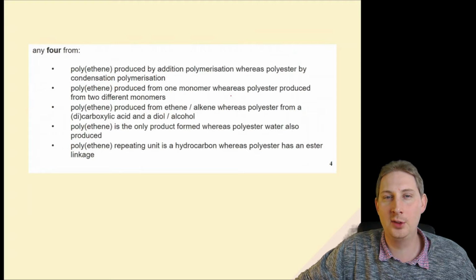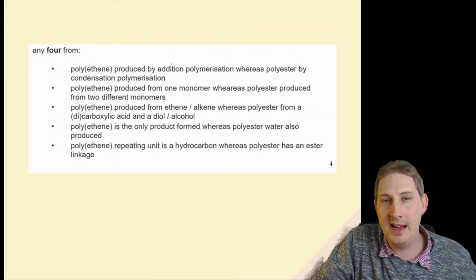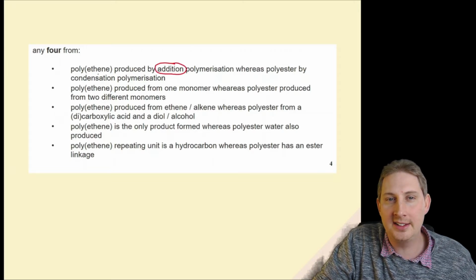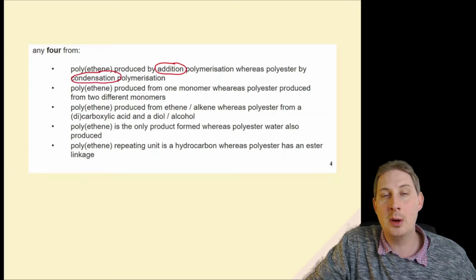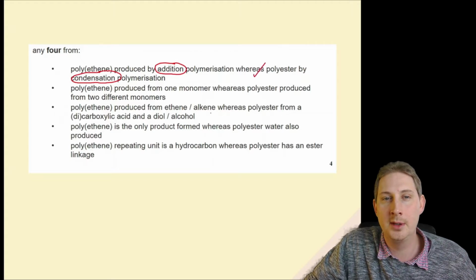So any four of these things. Well, the first thing, and I kind of gave this away, polythene is produced by addition polymerisation, polyester is formed by condensation polymerisation. And actually nowhere in the question did it say that, but hopefully you would have got that mark there. This is one of the ones that I highlighted to you.